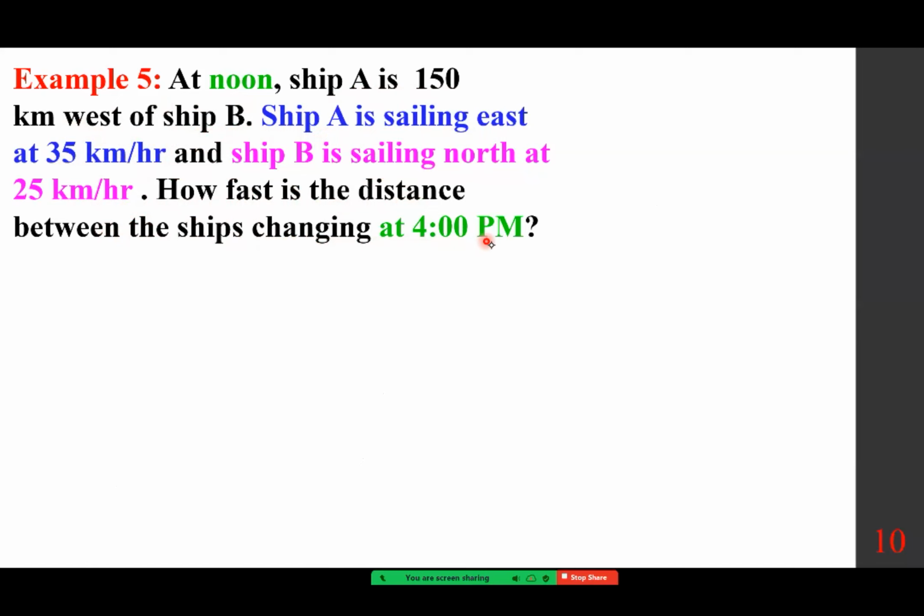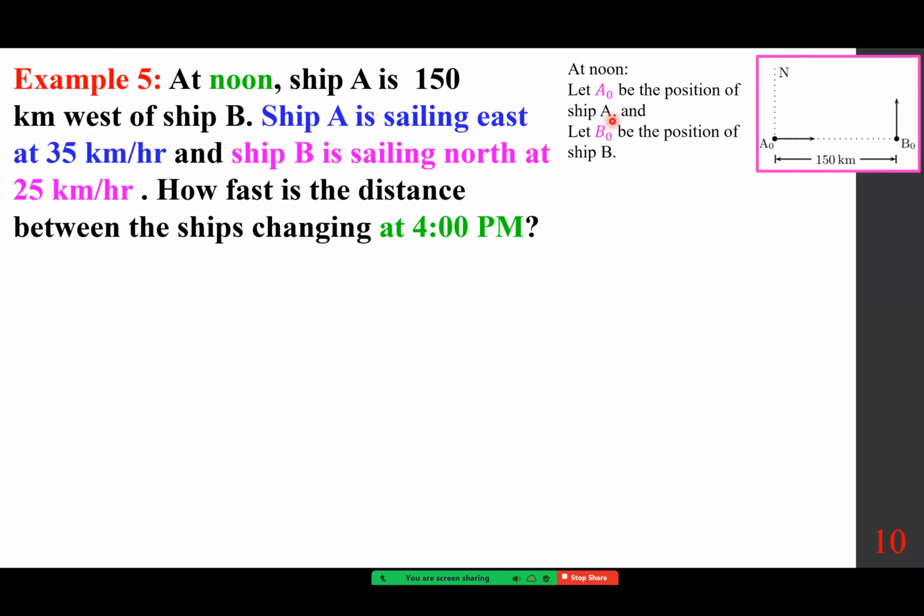Excellent. This is what I mean by setting up and drawing the setting to understand the question. Okay, so let's see how we do that from A to Z. At noon, let A sub 0 be the position of ship A, and B sub 0 be the position of ship B. Therefore, we have this distance of 150 kilometers. A sub 0 moves this way towards east, B sub 0 moves this way towards north. This is to begin with. We have a distance of 150 kilometers. That is exactly at noon.